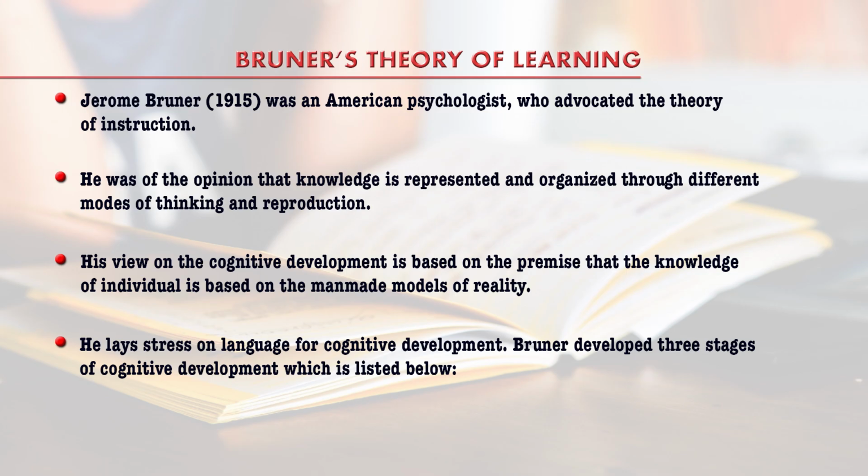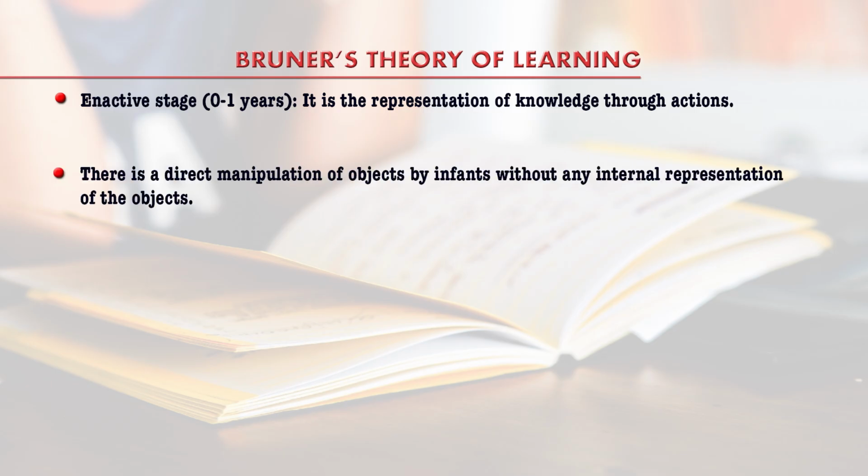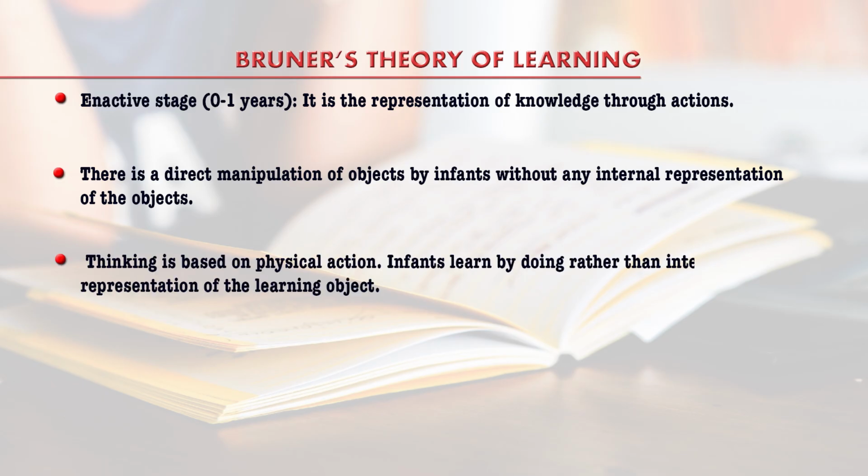And he lays a stress on language for cognitive development, and therefore Bruner developed 3 stages of cognitive development. The first stage is known as the enactive stage, and he says it is from 0 to 1 year. At this stage, it is the representation of knowledge through actions, and there is a direct manipulation of objects by infants without any internal representation of the objects. So, thinking is based on what? Here, thinking is based on physical action. Infants learn by doing rather than internal representation of the learning object.